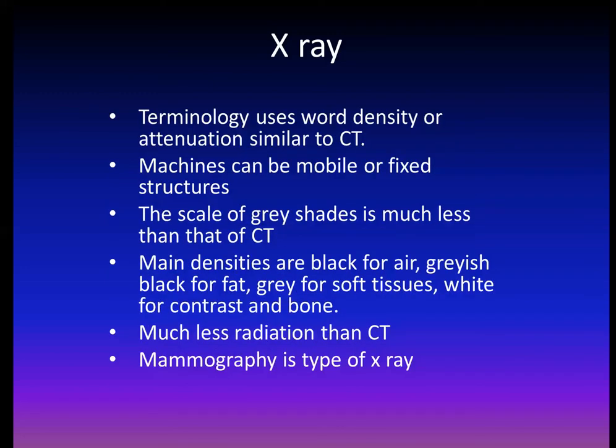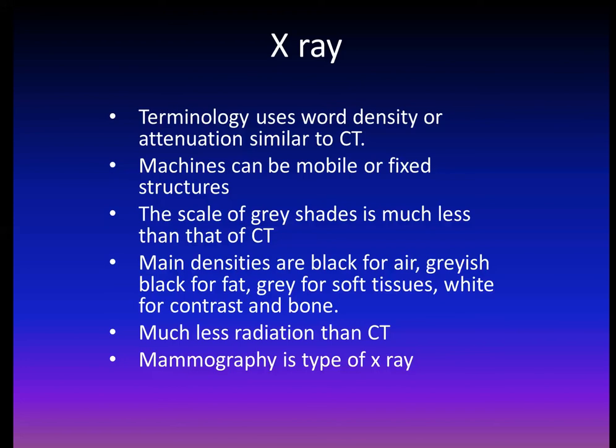The terminology used with x-ray is the same as CT, so we're talking about density. And again, that's important to remember. The machines can be mobile or fixed structures. Mobile X-ray machines have gotten a little bit of a bad name. They tend to magnify structures that they're looking at, and really the technologist just needs to be more diligent with their technique. So for the most part, if you have a technologist that has good technique, there's not a huge difference in the quality between mobile and a fixed X-ray machine, but there certainly is a small difference.